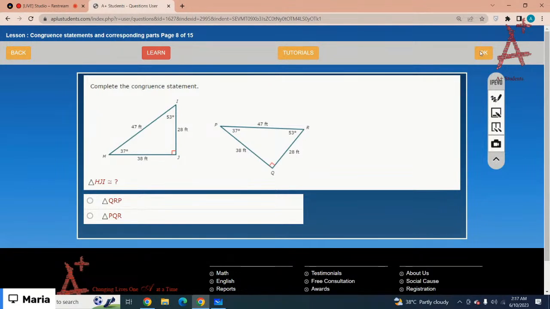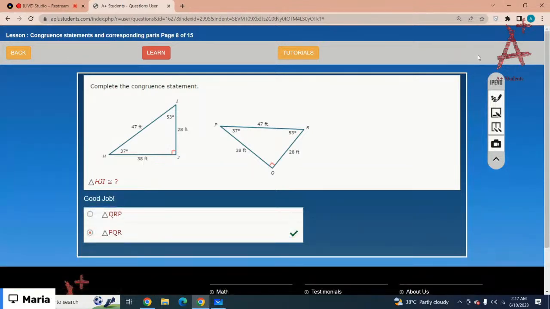Okay, complete the congruence statement. HJI. So J is the triangle and that would be in the middle. So it would be PQR. Got it? On this triangle, Q must be in the middle one. So it would be triangle PQR. Got it? Correct option is triangle PQR.